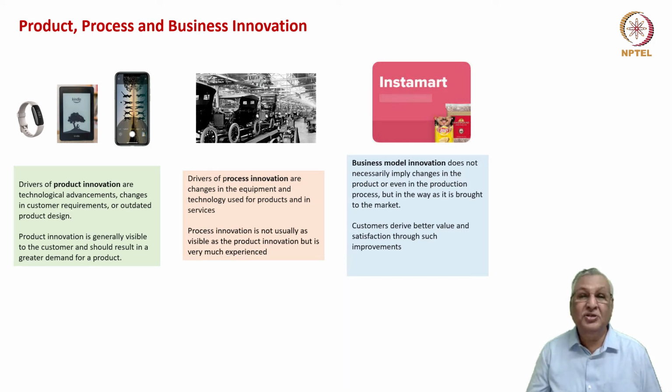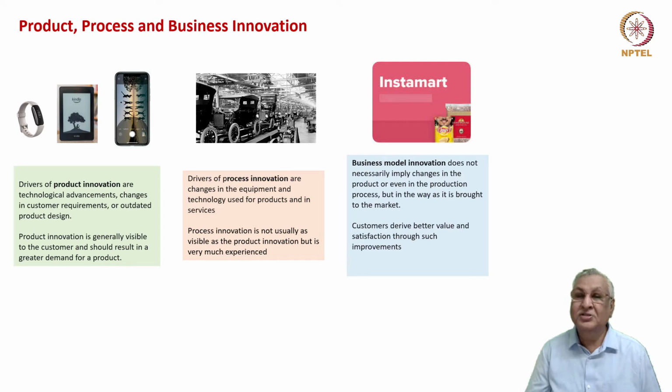Manufacturing innovation or process innovation is not visible, but nevertheless it influences the product like nothing else. Changes in equipment and technologies used for products and in services determines the effectiveness of the products and services. It is not as visible as the product innovation, but it is very much experienced when it is achieved in the hands of the people. As I said, lower tolerances and higher quality specifications enable a customer to appreciate the product as being more elegant and more quality oriented. And the third is the business innovation.